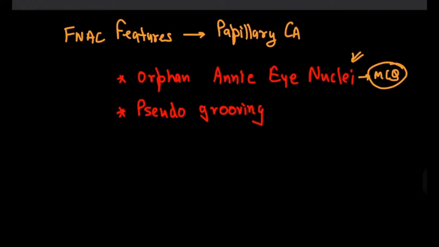So what do you understand by pseudo grooving, guys? Let's say this is the cell membrane of a cell. Now this is kind of normal, right? Sometimes this cell membrane can invaginate on itself. Now this is not an actual groove, but in cross section it might appear like a groove. So this is what is called pseudo grooving.